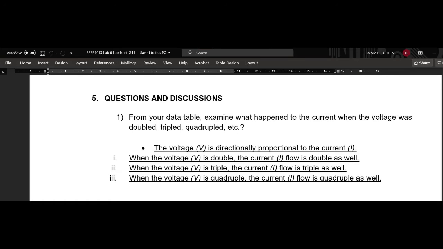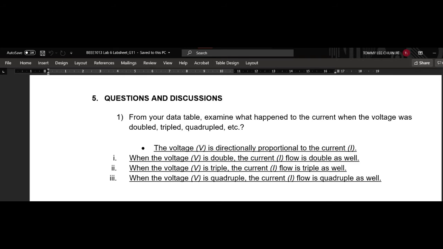Okay, greetings, very good day to you. I'm Tommy Lee. So here comes the question and discussion part where I will explain, from our data table, we have examined what happened to the current and voltage when it is doubled, tripled, and quadrupled.